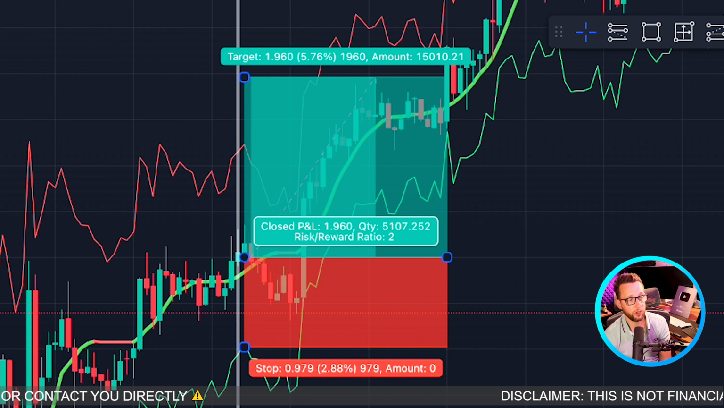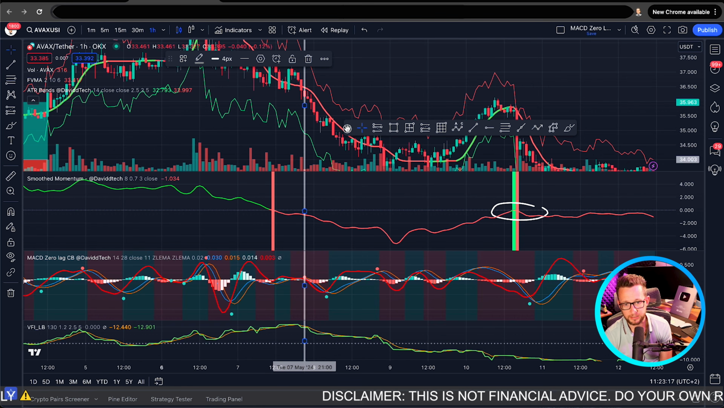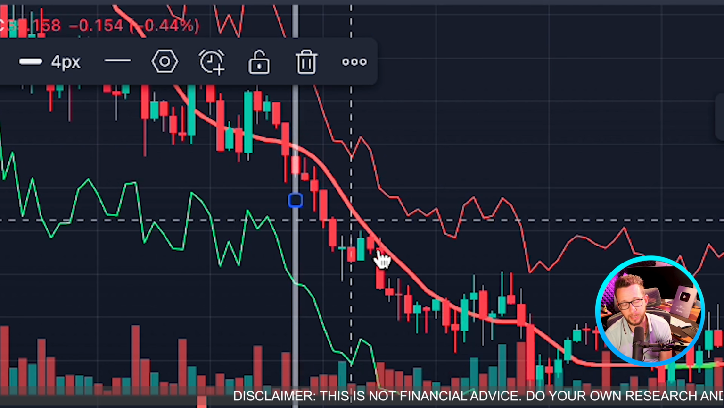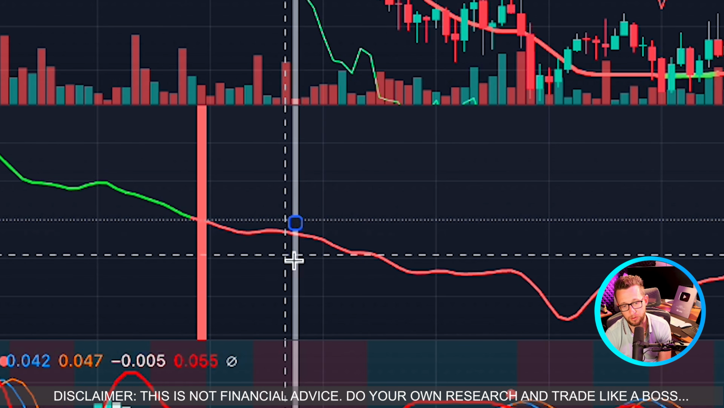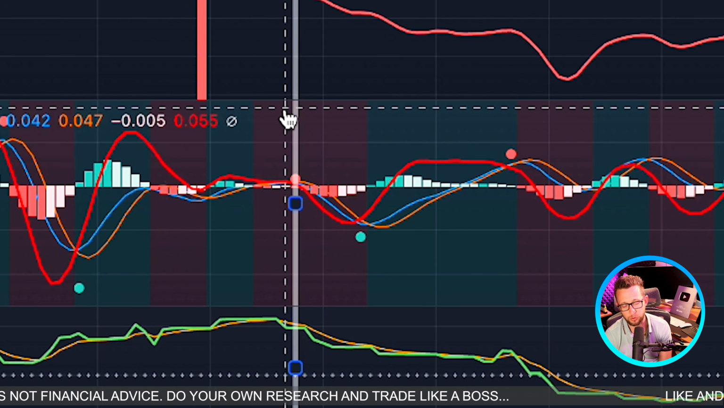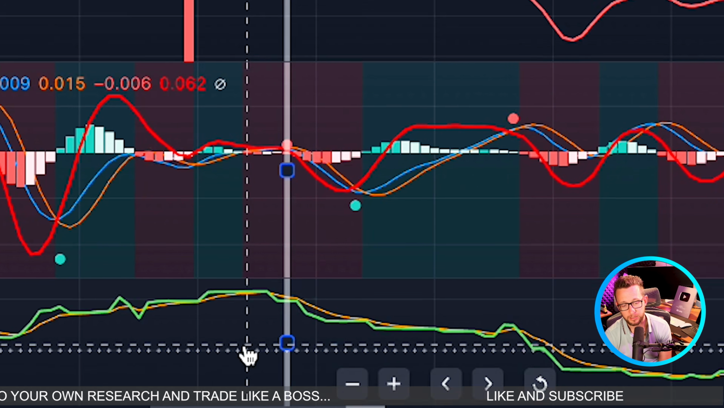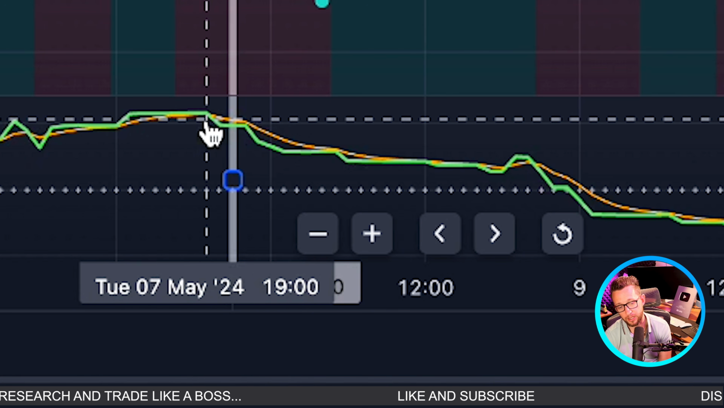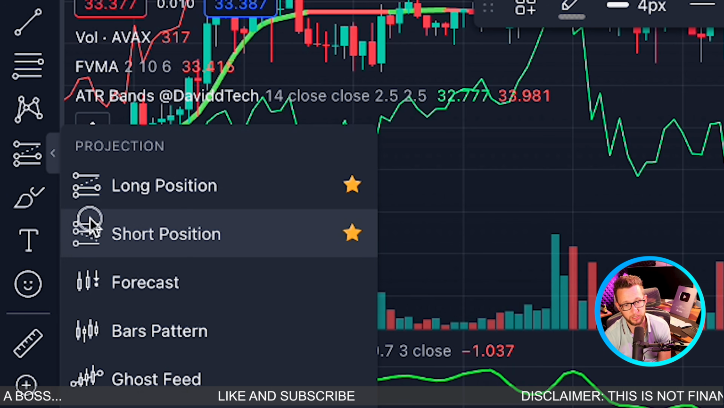Right, okay, let's have a look at a short. Okay, here is our short entry. Okay, so we have the FVMA in red, prices below it. We have the smooth momentum in red, just like so. The MACD zero lag is also in red background and the MACD is below. We have the volume flow with a green below orange. So here is our perfect entry for a short.